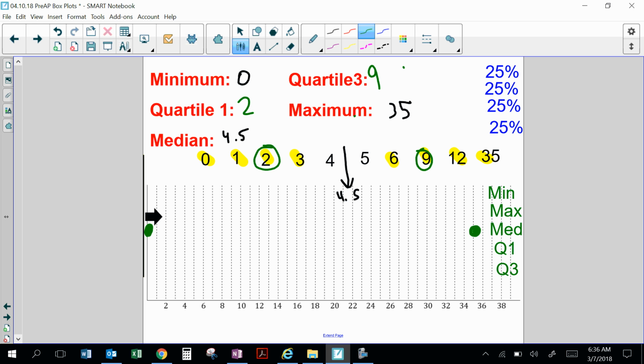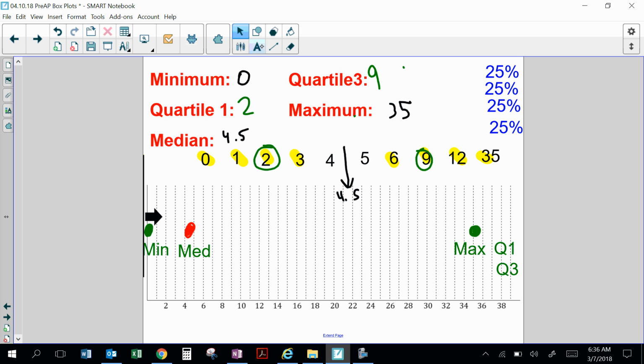So this is the minimum. This is the maximum. If you want to label it, you can. Then where's the median? The median is 4.5. So that goes right here. Let's label that. That's the median. Another way to describe that would also be quartile 2. Next, quartile 1 is 2, so I draw a dot for that one. And then quartile 3 is 9, so draw a dot right here.